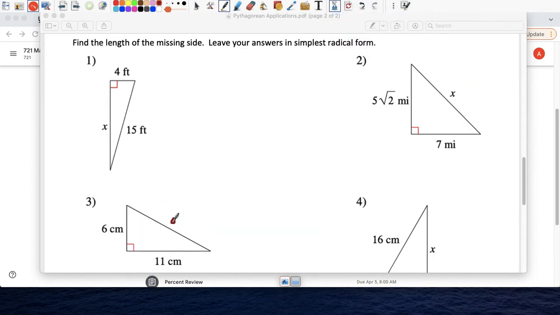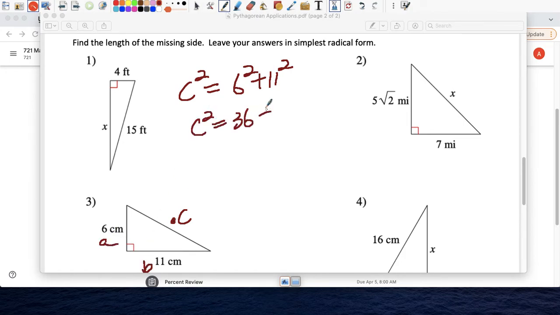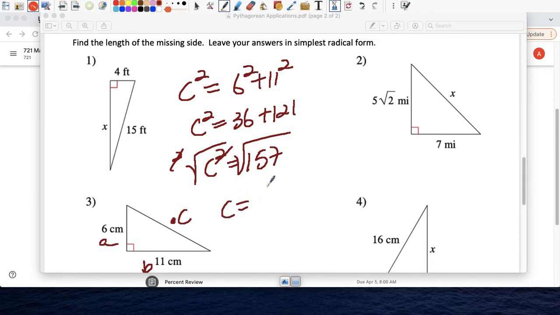This one, again, let's call that c. So we get c squared equals 6 squared plus 11 squared. Let's call that a and b. C squared equals 36 plus 121. 121 plus 36 equals 157. Square root of both sides. C equals square root of 157. Can we change that? 157 is not divisible by 3, not by 2, by 4, no, by 5, by 6, 7, no, 8, 9.